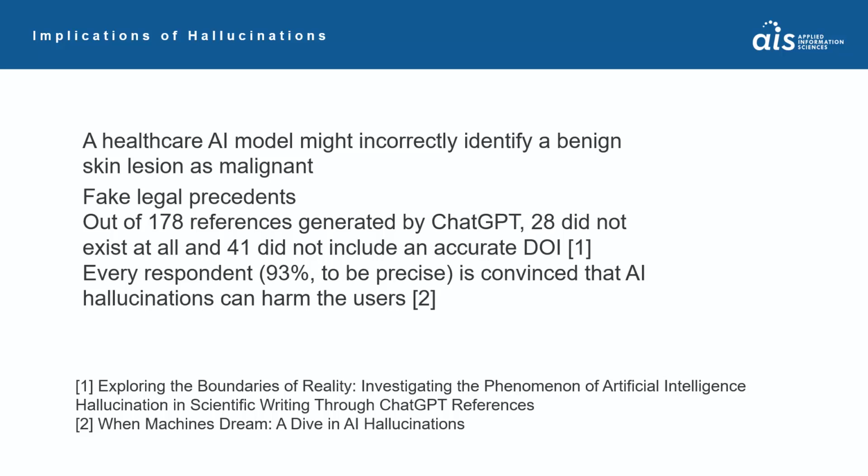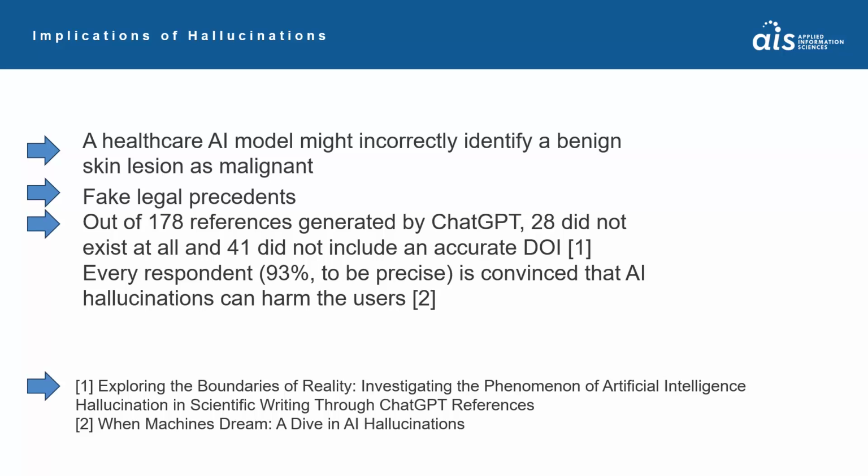Let us take a look at some of the implications of hallucinations. Anybody who's used these language models, I'm sure, has run into these examples. I'm going to call out a few examples to motivate the discussion here. First and foremost, a healthcare AI model may incorrectly identify a benign skin lesion as malignant, and obviously the problems caused by that. Then there's this example of fake legal precedents, and you may remember this story from back in June of 2023, where a New York law firm, on behalf of their client, I believe in an aviation injury case, submitted legal precedents which turned out to be fake, resulting in a $5,000 fine.